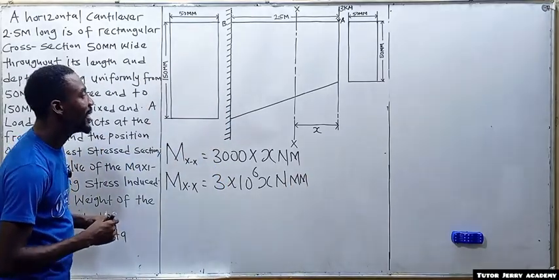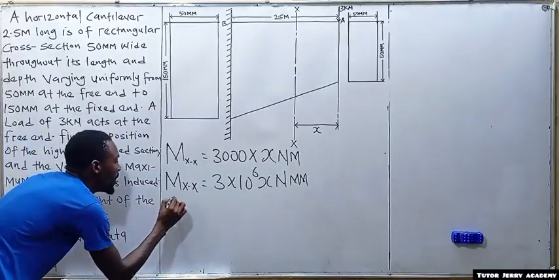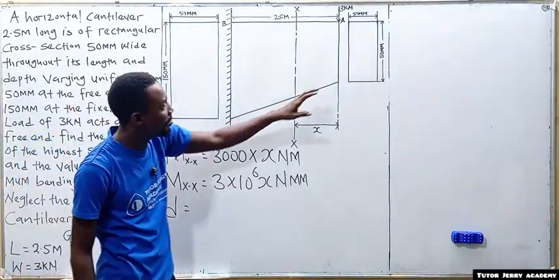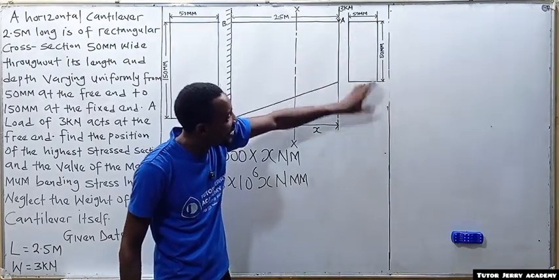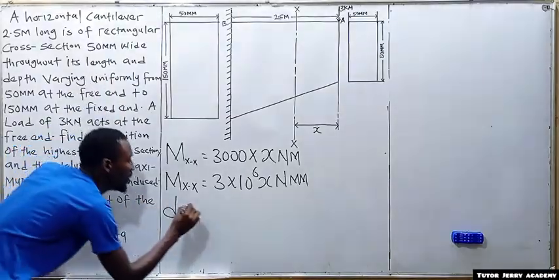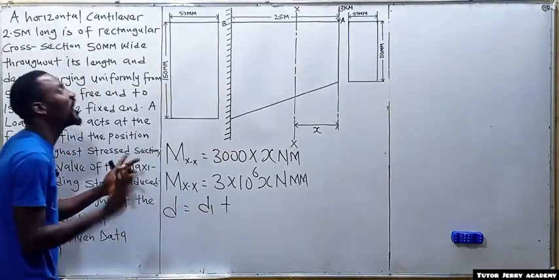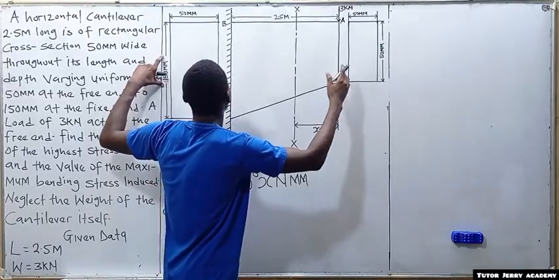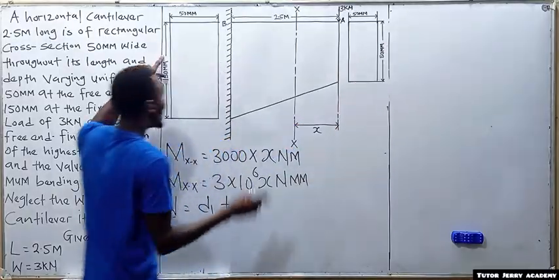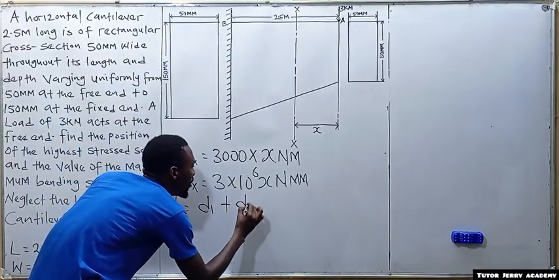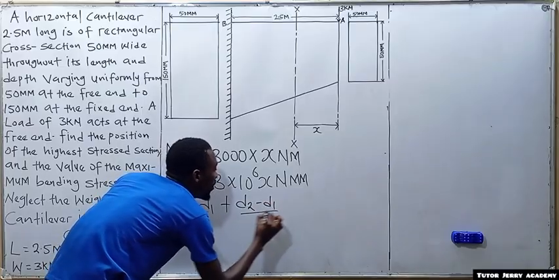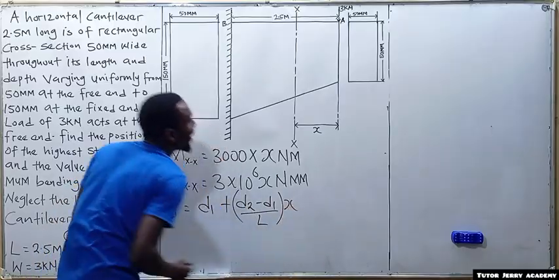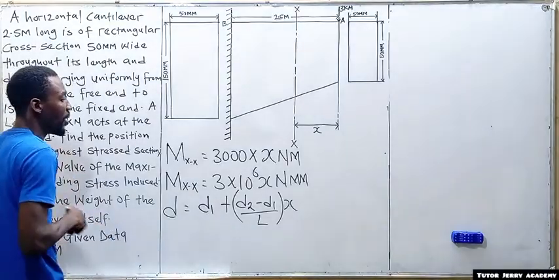All right. Now let's find the depth of this section. The depth of this section is going to be equal to the initial depth, which is 50. Let's call it D1, the initial depth, plus the change in depth. It changed from 150 to 50, so that is D1, this is D2. So it's going to be D2 minus D1 all over the length of the cantilever beam, multiplied by S.